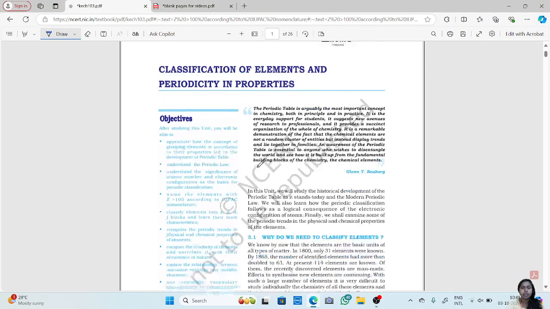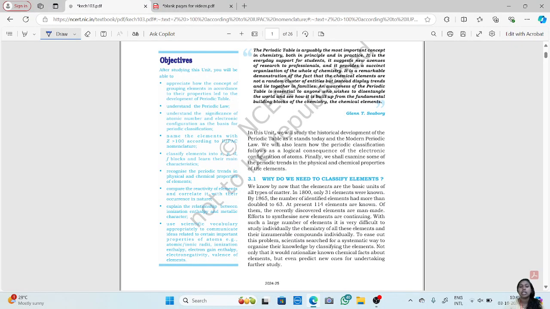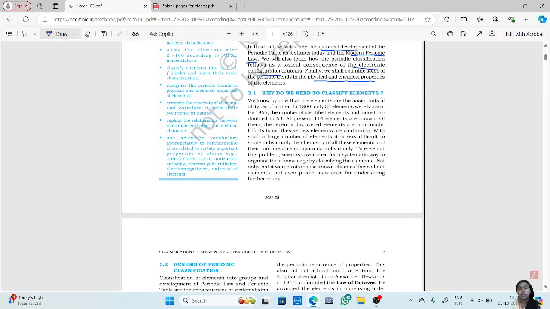So classification of elements and periodicity in properties. Now in this unit we will study the historical development of the periodic table. Now it is known as modern periodic law. Okay. Now we will also learn how the periodic classification is done as a logical consequence of electronic configuration of atom. Now finally we shall examine some of the periodic trends in physical and chemical properties of the element. These are the things that we will learn in this chapter.